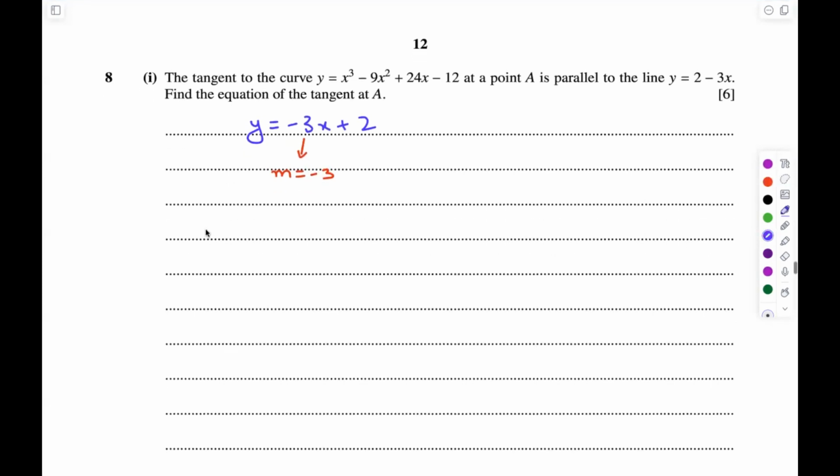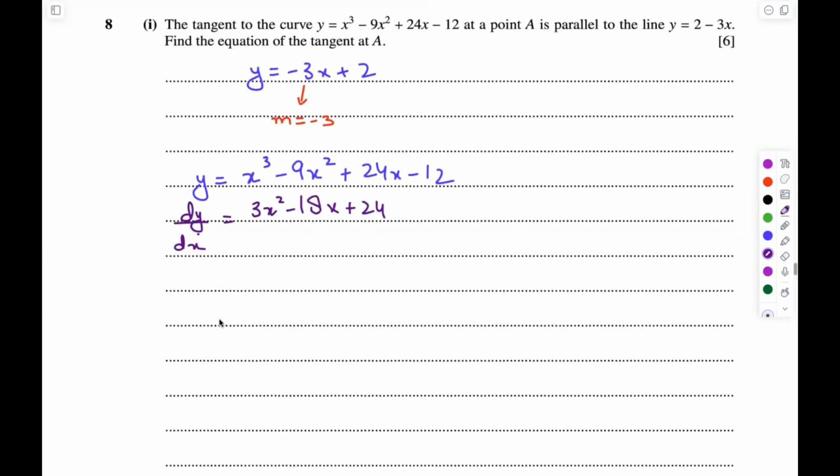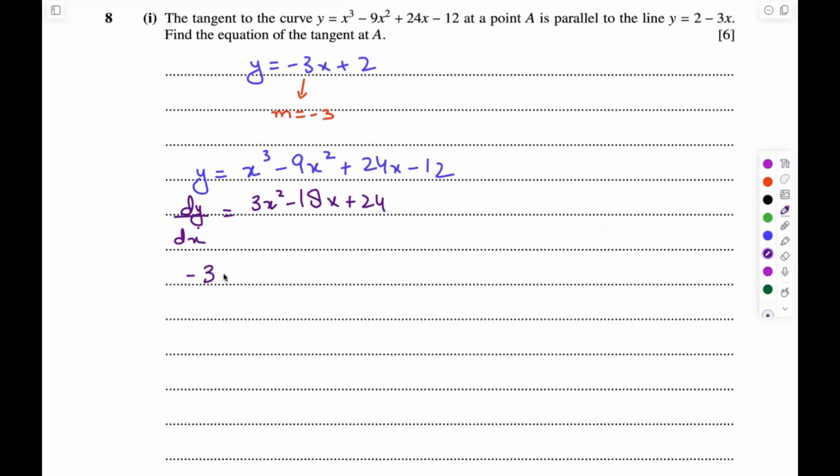So to find the gradient of the tangent of the curve, we know that the curve has equation y equals to x cubed minus 9x squared plus 24x minus 12. To find the gradient of the tangent, we'll find dy by dx. So that is equals to 3x squared minus 18x plus 24. And we know that this gradient is equals to minus 3 as the tangent is parallel to this line. So we can write minus 3 equals 3x squared minus 18x plus 24. Taking 3 on the right hand side, we'll get 0 equals to 3x squared minus 18x plus 24 plus 3, which will become 27. Simplifying this, we'll get 3x.